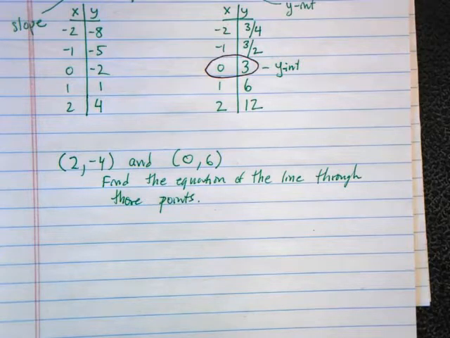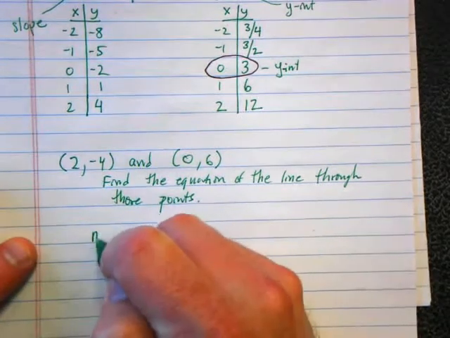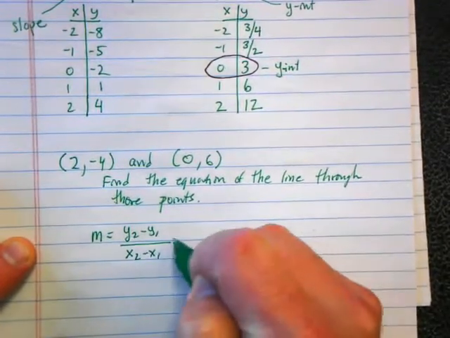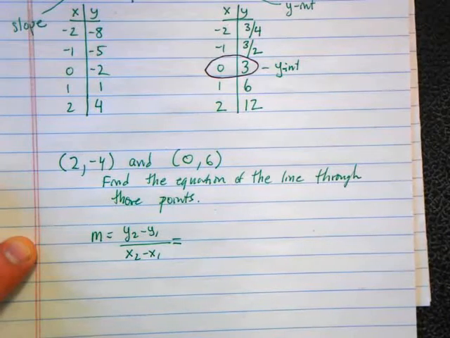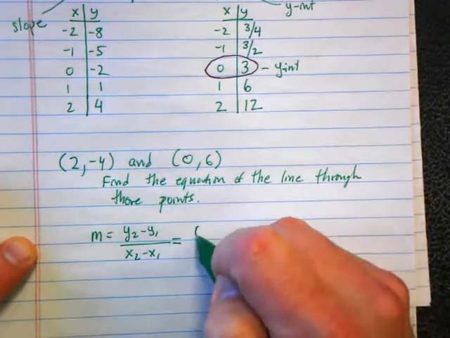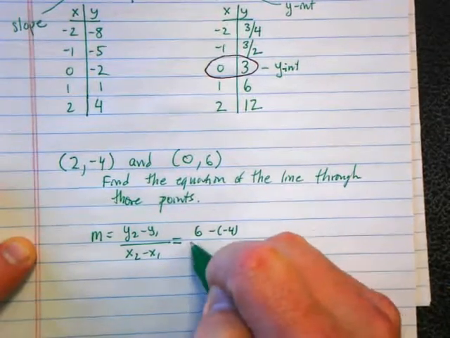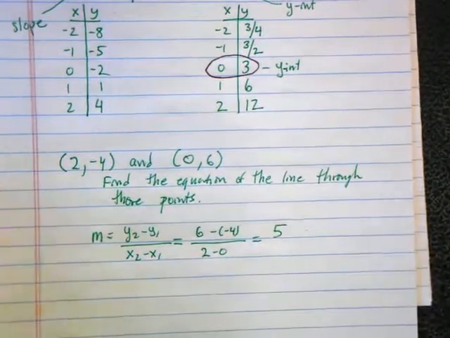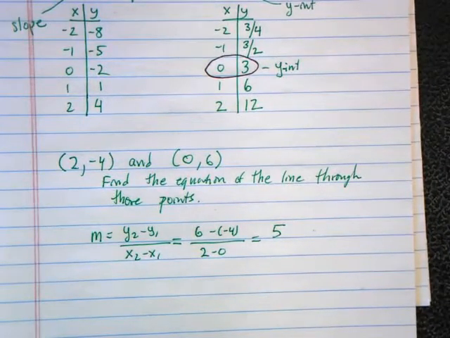What did we do? If I give you 2 points, how do you find the equation of a line? First thing you need to do is find the slope. The most important thing about any line is the slope. So we find the slope. M is y2 minus y1 over x2 minus x1. That's going to be 6 minus negative 4 over 2 minus 0. That's 10 over 2, that's 5. And then what did we do once we knew the slope?